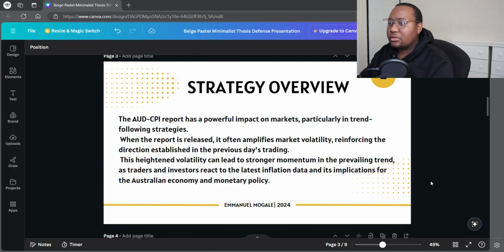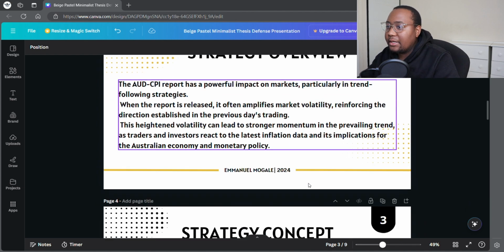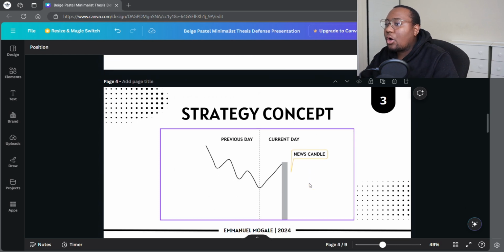Okay, so of course they impact the market particularly in trend following strategies. When the report is released, it often amplifies the market volatility, reinforcing the direction established in the previous day's trend. I will illustrate that right now in terms of concept. This heightened volatility can lead to stronger momentum in the prevailing trend as traders and investors react to the latest inflation data and its implication for the Australian economy and monetary policy. Now let's go into the concept right here.